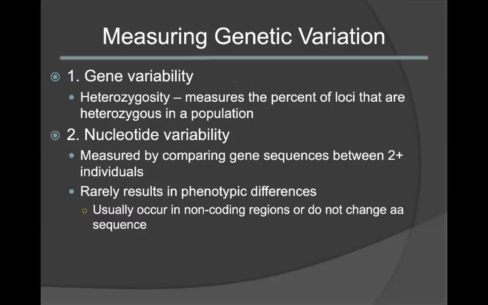There are different ways in which we can measure genetic variation. We can look at gene variability, or the heterozygosity of a population. This is done by measuring the percent of loci that are heterozygous within a population. We can also look at nucleotide variability, the variability in the actual nucleotide sequence. This is done by comparing gene sequences between two or more individuals.